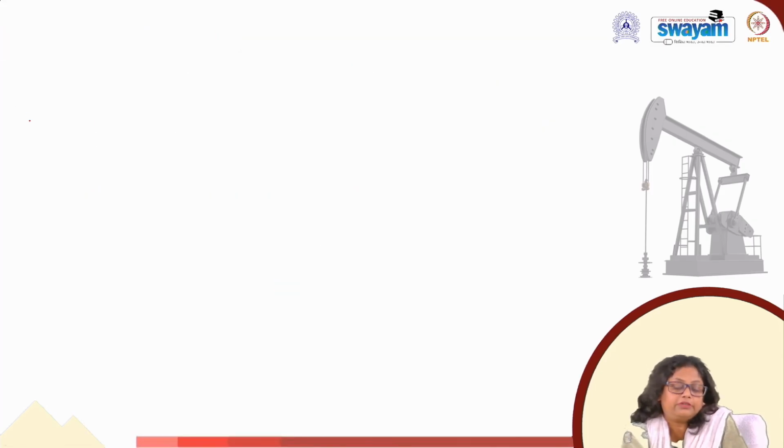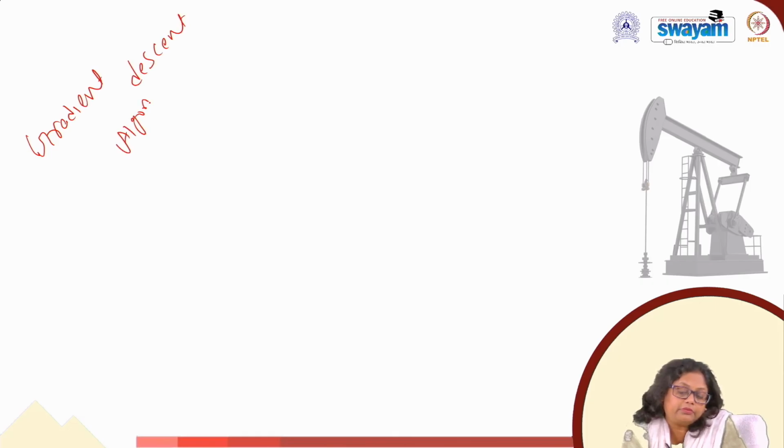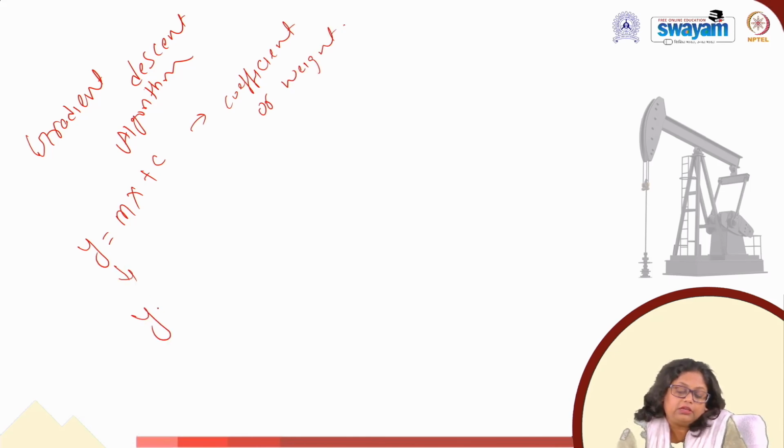So let's start. For the gradient descent algorithm, I mentioned that for linear regression, we have the equation mx plus c. In terms of a coefficient or weight, we can write the linear equation as beta 0 plus beta 1x.